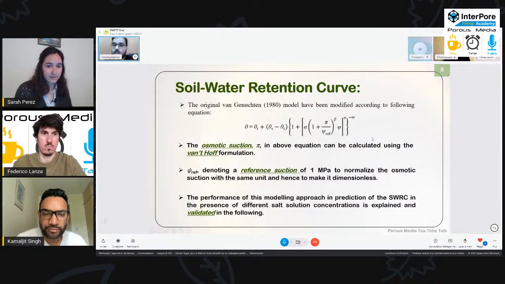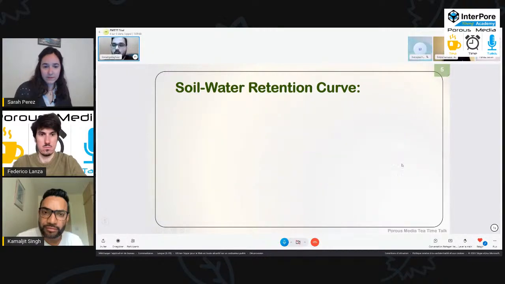Therefore, we have proposed a new SWRC model to consider the salinity influences. The model is based on the well-known Van Genuchten 1980 model and includes one extra fitting parameter as well as the three parameters of the Van Genuchten model. The five parameters in this model represent the osmotic suction that can be calculated using the Van 't Hoff equation, and the extra parameter is called reference suction and is used to normalize the osmotic suction in this formulation.